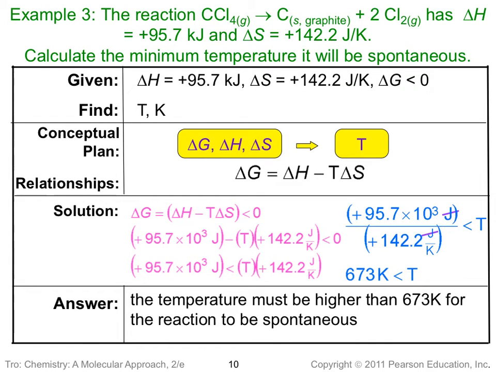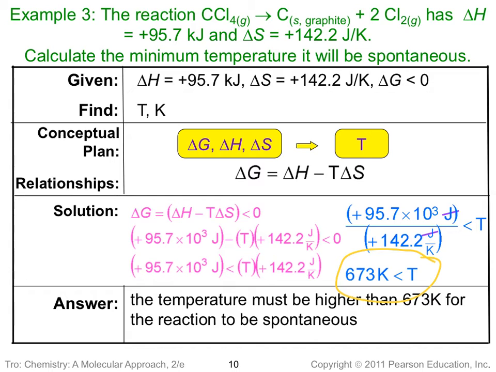We could look at the first example, the CCl4, and say, when is it spontaneous? Because we can tell that at that temperature it wasn't going to be, but with a positive delta S, we have the potential. So at 673 K, that means it will be spontaneous because we're getting a zero. What we want is a negative, and so it's got to be temperatures greater than 673.